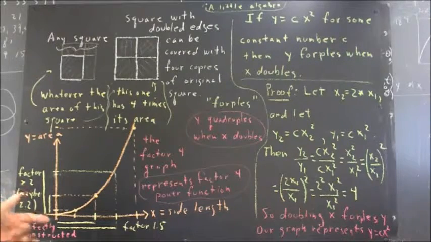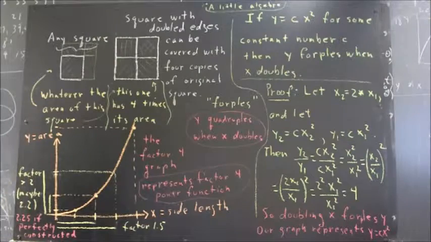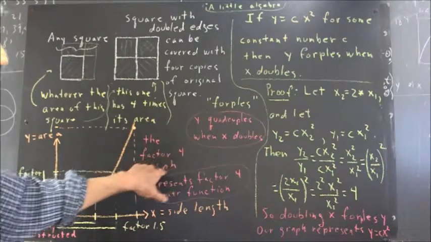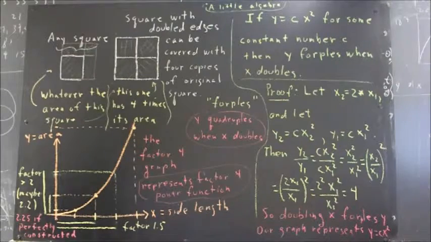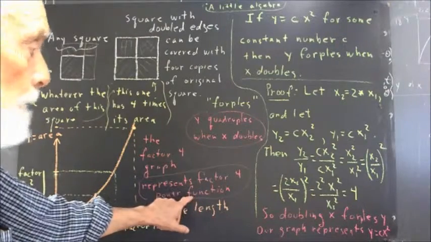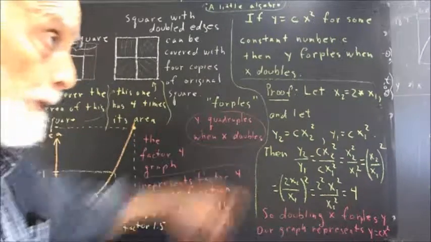Now it should be clear that since doubling x increases y by a factor of 4, this is the factor 4 graph. The factor 4 power function graph, as a matter of fact. So this represents the factor 4 power function, and y quadruples when x doubles.